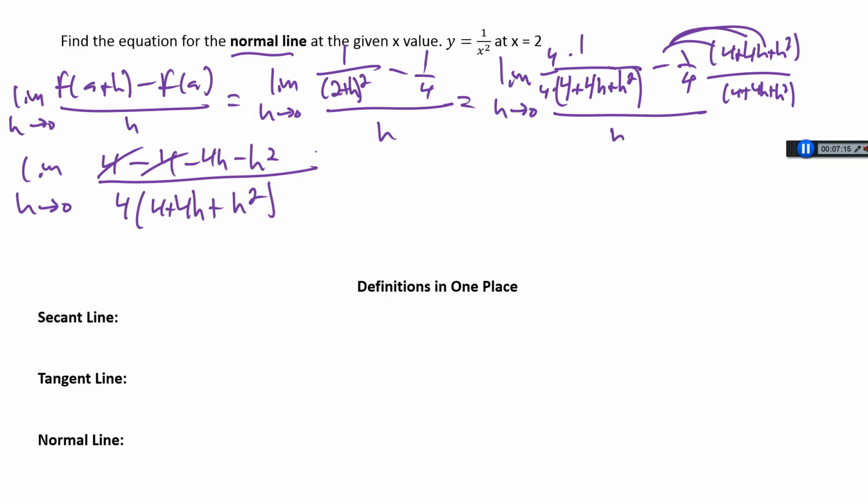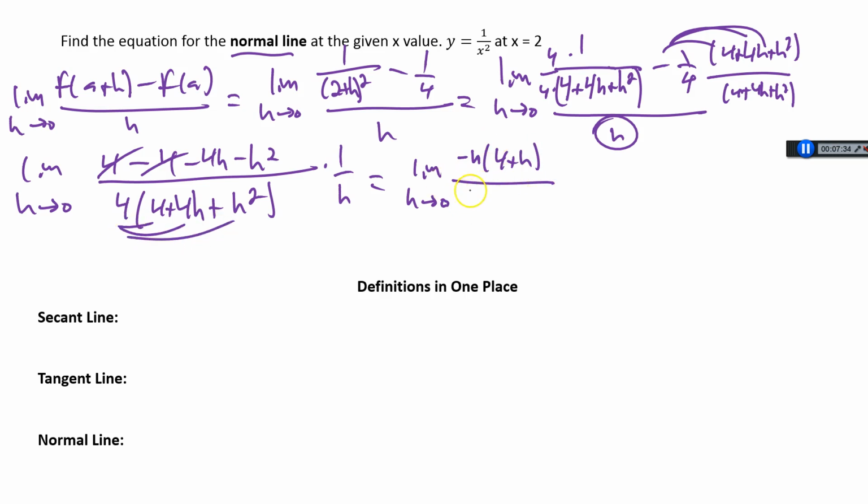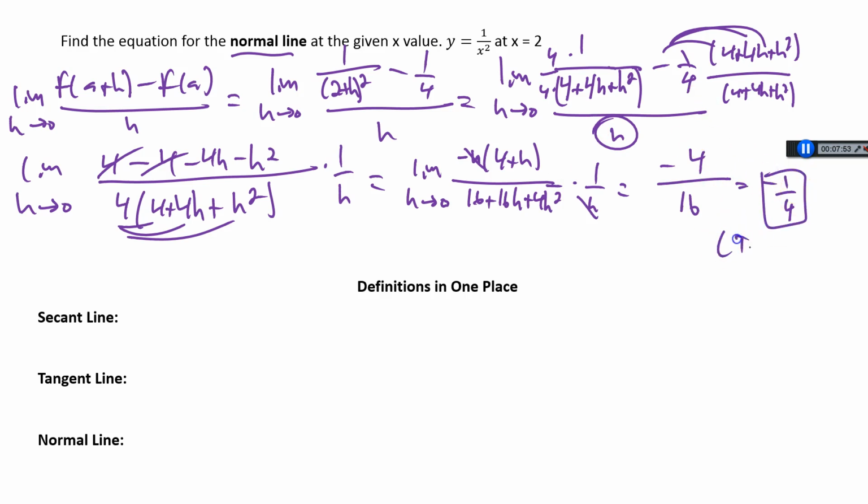So let's times 1 over h. That's this h right here. So that is limit as h approaches 0. So we can take out an h. So we have h, I'm going to take out a negative h actually, times 4 plus h, divided by, we can distribute this in here, 16 plus 16h plus 4h squared, multiplied by 1 over h. The h's cancel here. And let's see what we've got. So now we can plug in 0. We get negative 4 upstairs. On the bottom, we get 16. Negative 4/16 is negative 1/4. So that is the slope of the tangent line.